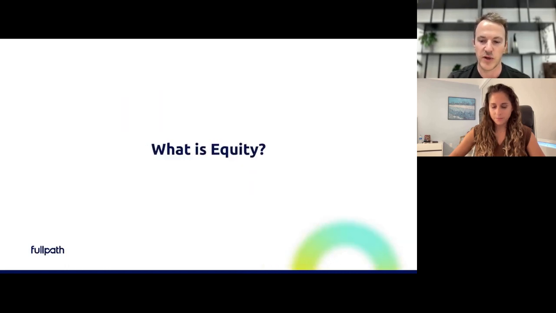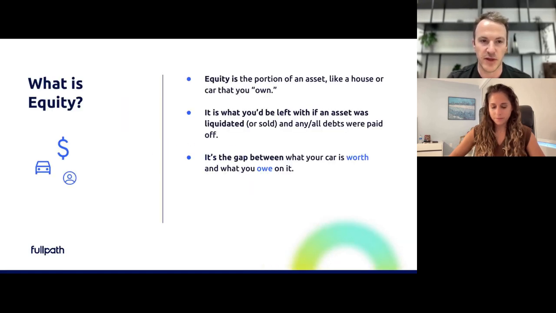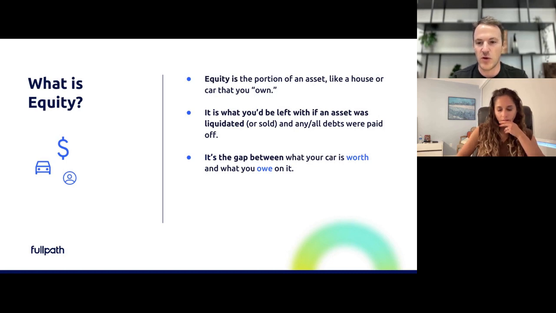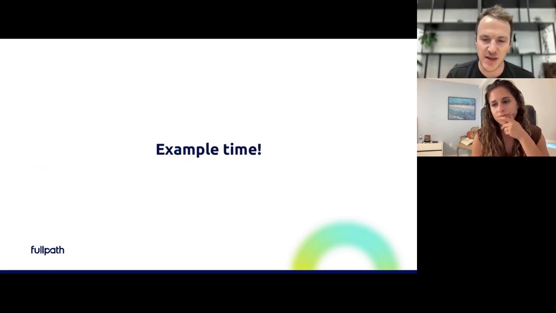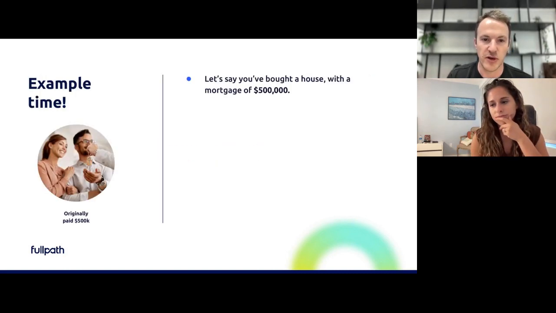So what is equity? Let's level the playing field a little bit. Equity is the portion of an asset that you own. This can be a house, this can be a car. It's mostly assets that have very high value. Equity can be defined as what you'd have left if you'd sold or liquidated the asset that you were holding. So essentially, it's the gap between what your car is worth and what you owe on it. Let's see an example to make this a little bit more clear.